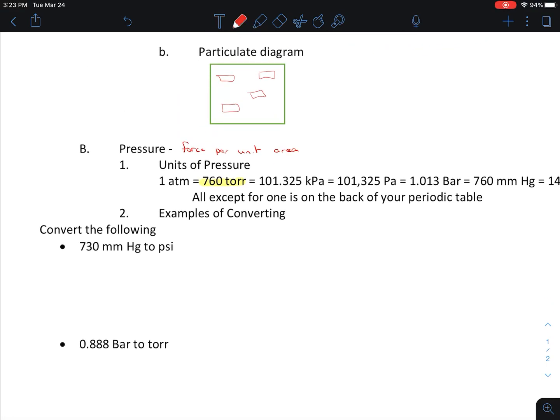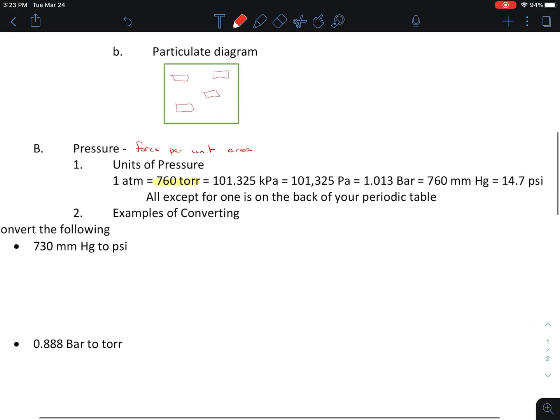So this is just going to be unit canceling. The first one, we've got 730 mmHg, and we're taking that to PSI. We're going to set up a T-chart, just like we've been doing all along. We put 730 mmHg on the top of our T-chart. This is what we're given. Put a little X down there on the bottom. And where we're going is what we're going to put on top.